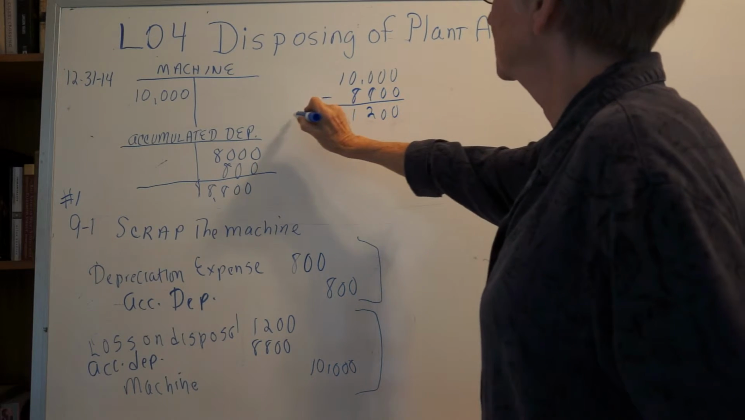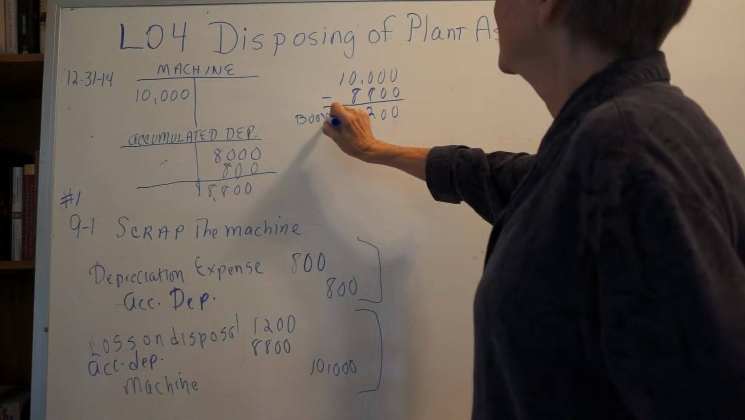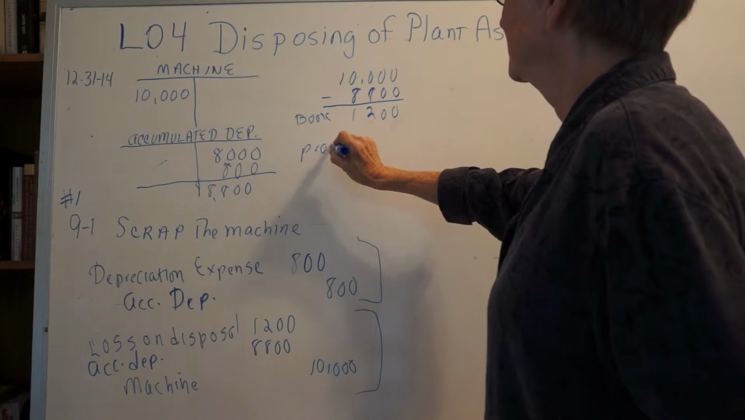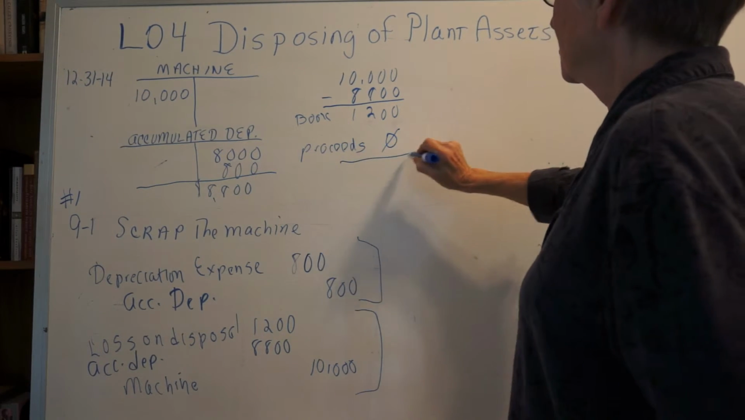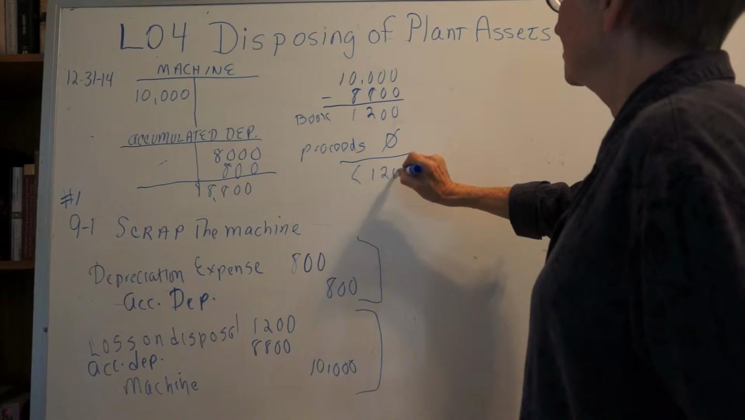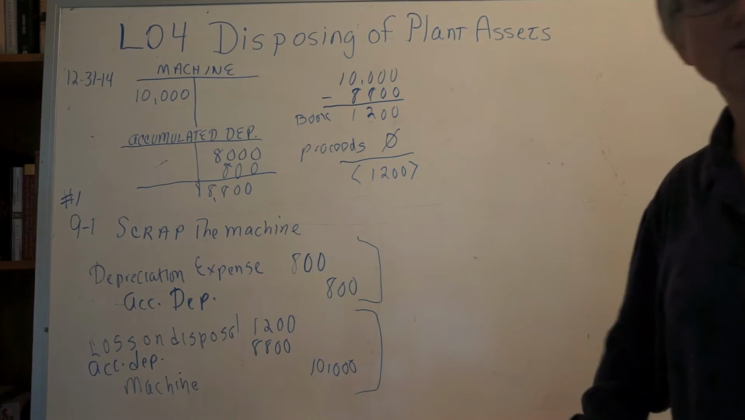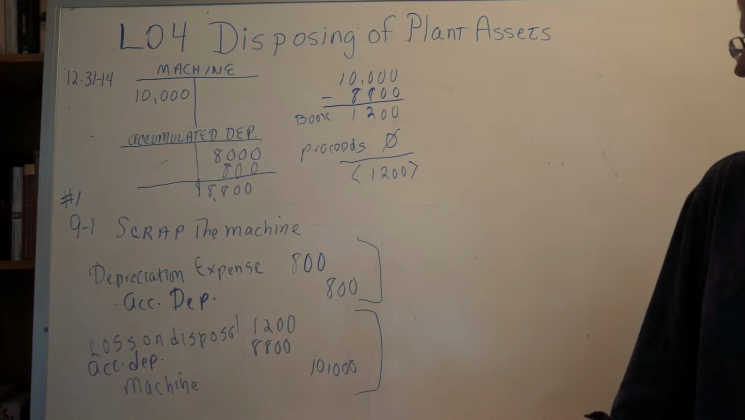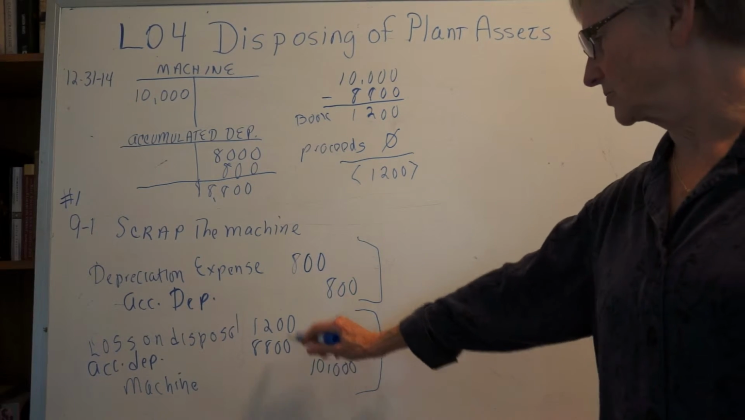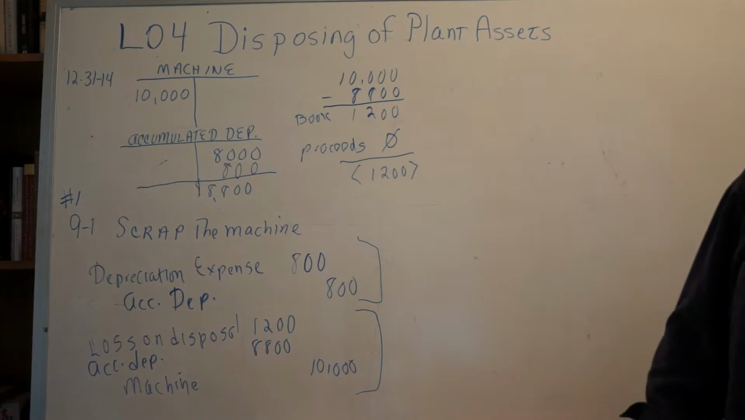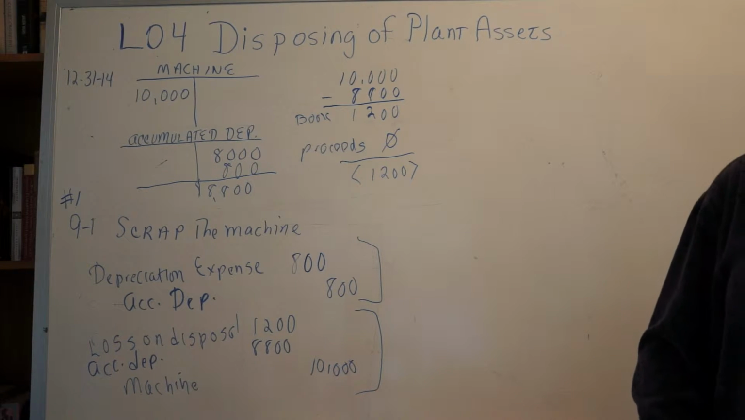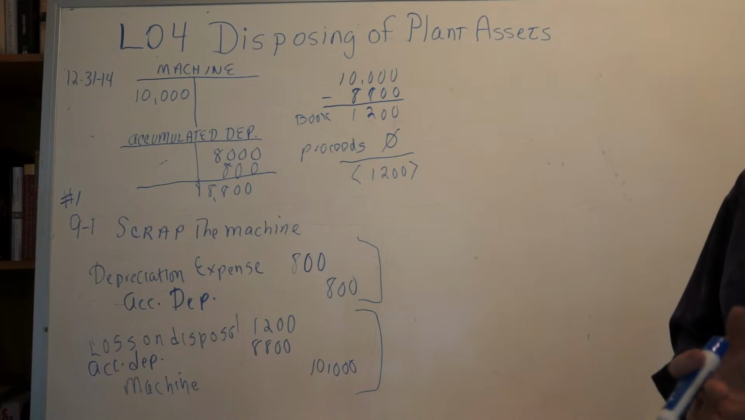Okay, so this is the book value right now. We didn't get anything, the proceeds was $0. Okay, so we didn't get anything, we just scrapped it. And so the loss in this case is the $1,200. So that's two different ways to conceptualize the loss. You can plug it as the difference here, or you can kind of figure out what it is. Okay, so that's the first scenario when we simply scrap the machine.